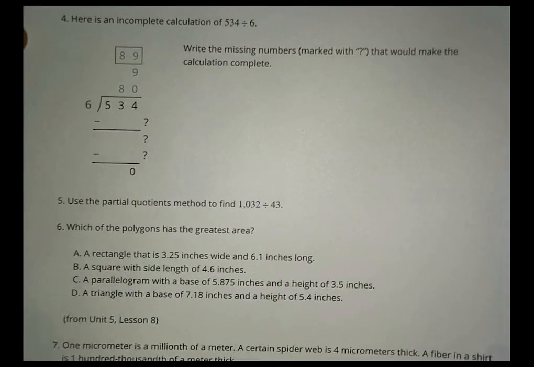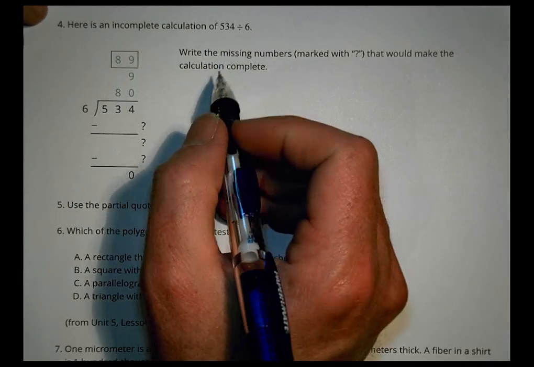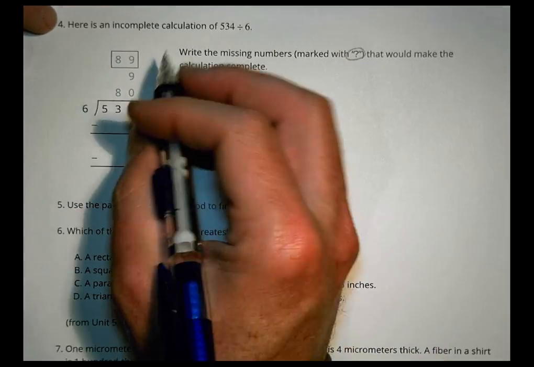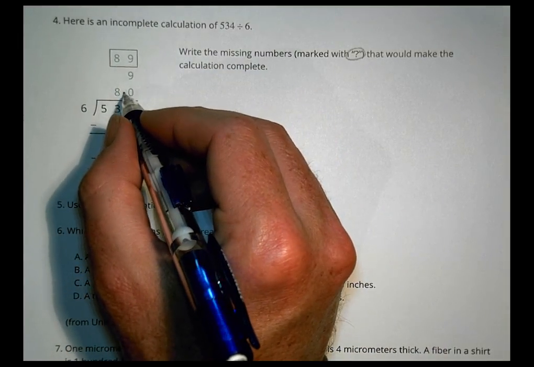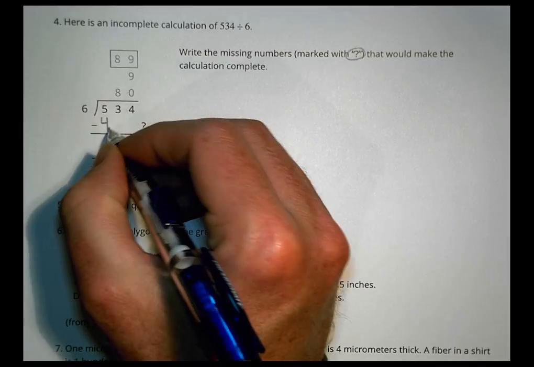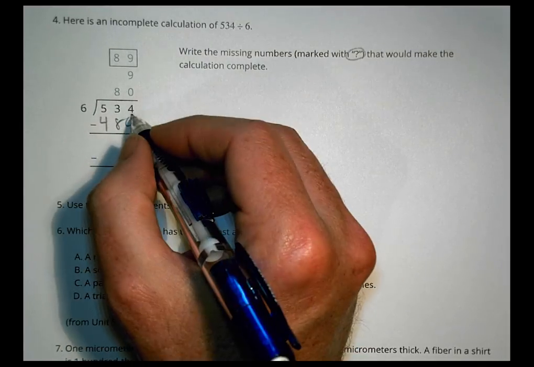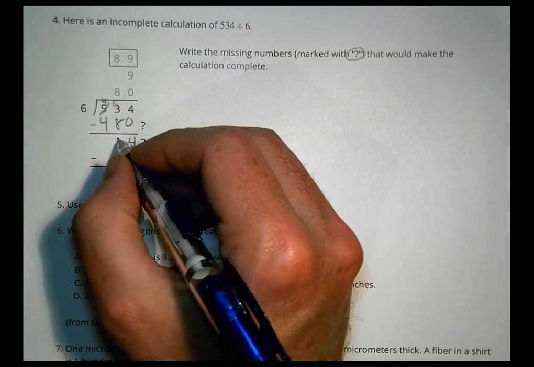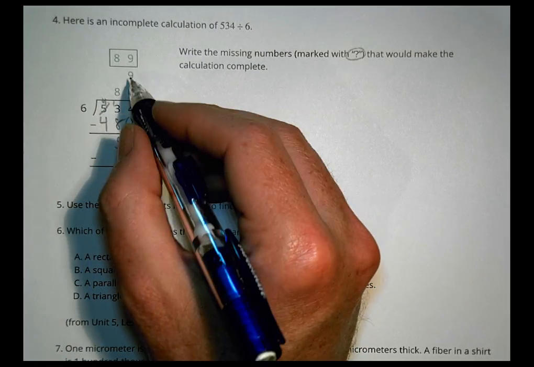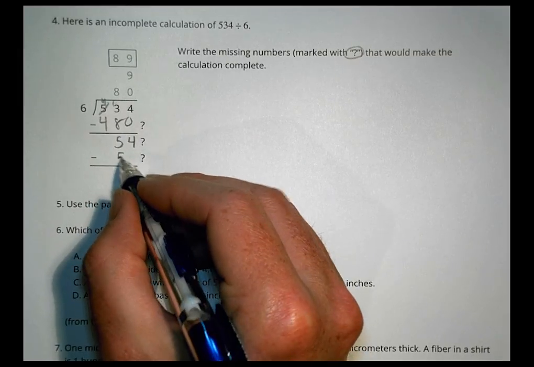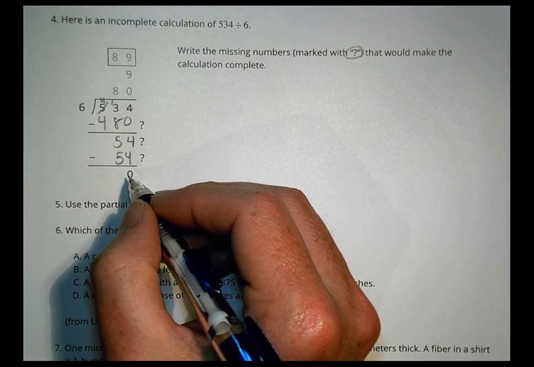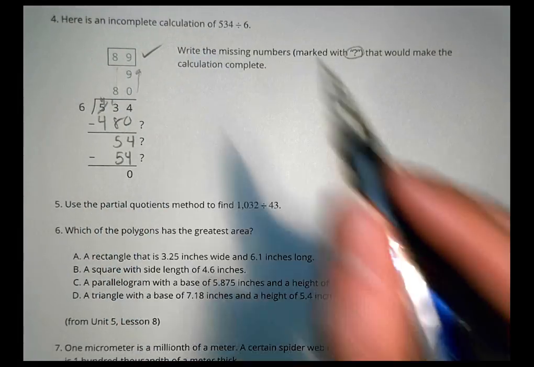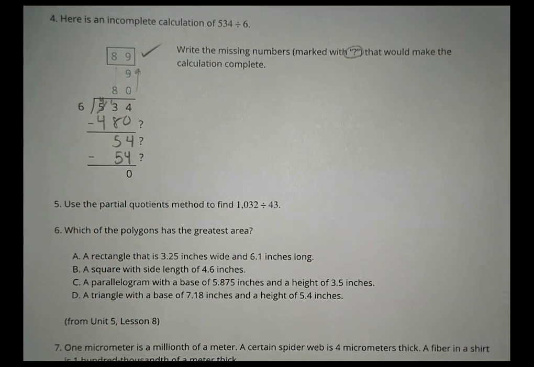Okay, here's an incomplete calculation of 534 divided by 6. Write the missing numbers, marked with a question mark, that would make the calculation complete. Okay, so first of all, we have 80 groups of 6, which is 480. So we subtract. 4 minus 0 is 4. We have to borrow from there. 13 minus 8 is 5. Okay, 9 groups of 6 is 54. And that leaves you with 0. And we add that up, 9 and 80, and we're good there. And that's it. That's all there is to it.